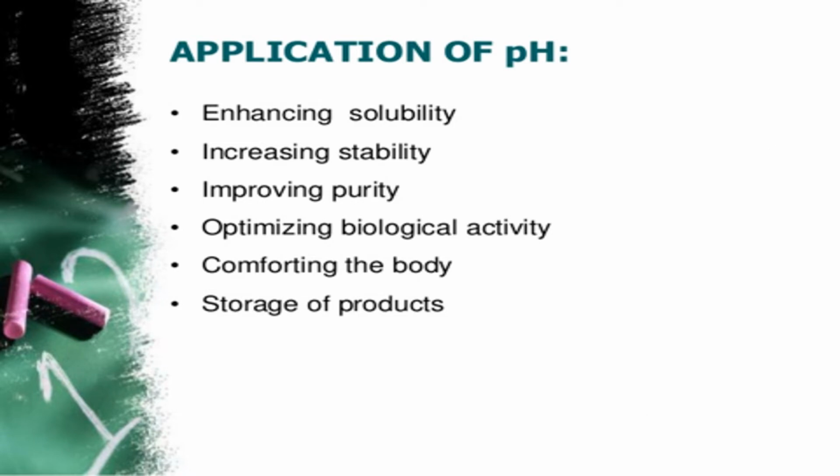What is the application of pH? Enhancing solubility, increasing stability, improving purity. Solubility of certain compounds depends upon the pH, and the stability is also, and some proteins are separated depending upon their pH. Optimizing biological activity means that certain enzymes are pH specific and their activity is optimum at specific pH.